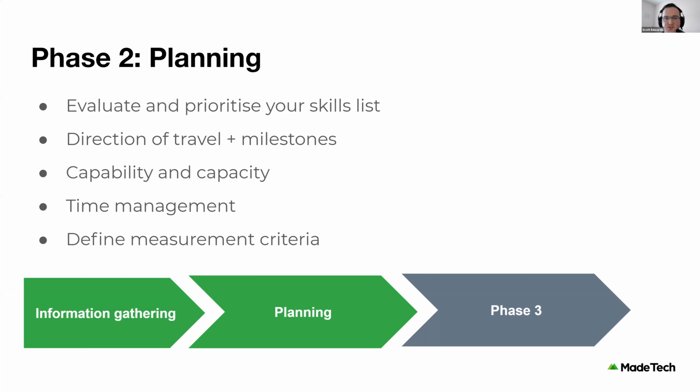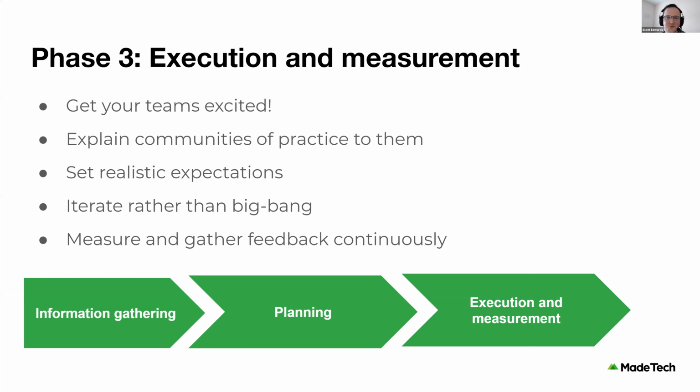So at this point in phase 2, we have the plan laid out and we have everything we need to kick off your community of practice. It's time for the most exciting phase, which is execution and measurement. The first step is all about how you communicate this plan to your teams. You need to get your people excited about this. And you also need to show a level of empathy and understanding because they may be skeptical.